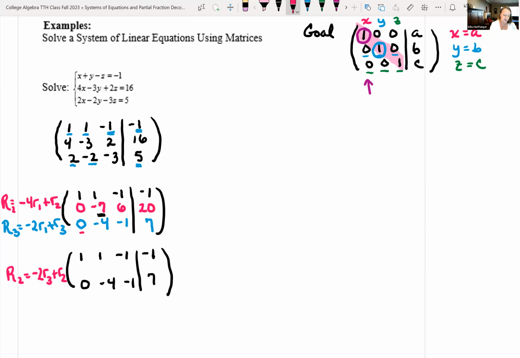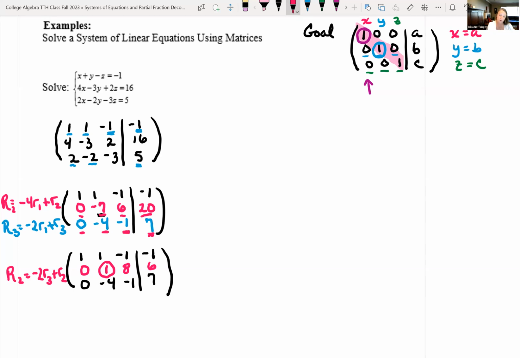So -2 times this 0 is 0, plus the 0 above is also 0. -2 times this -4, that's +8. 8 plus -7 is 1. -2 times this -1 is 2. 2 plus 6 gives me 8. -2 times this 7 is -14. -14 plus this 20 is 6. So we got our leading 1 in row 2.